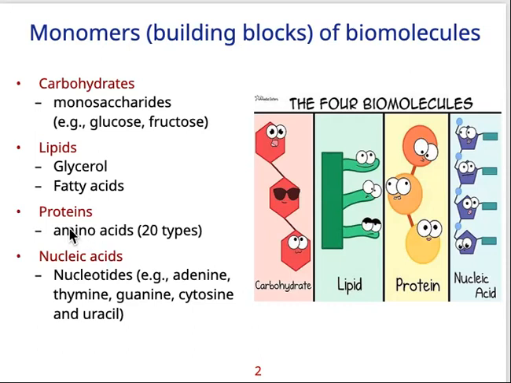So proteins are polymers made up of the monomers called amino acids, and there are about 20 types of amino acids. And then in the next part of the lecture, we'll be discussing lipids.